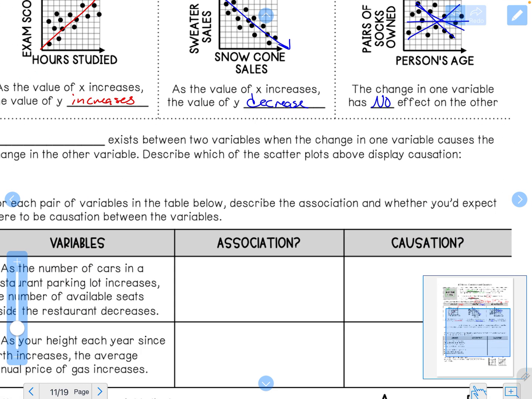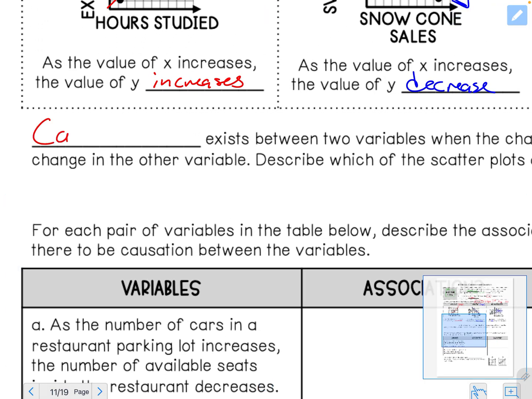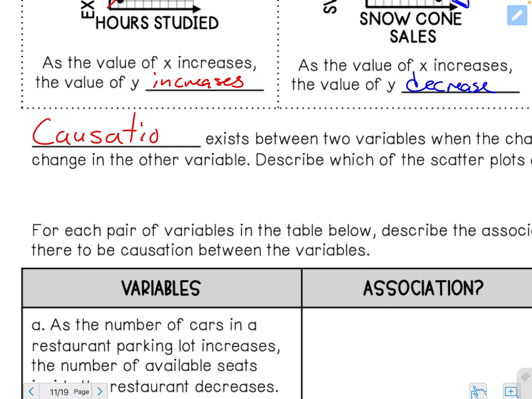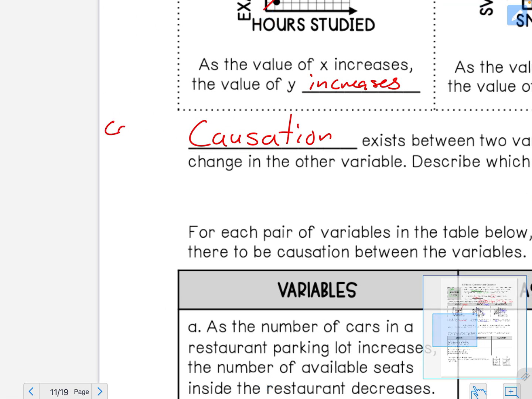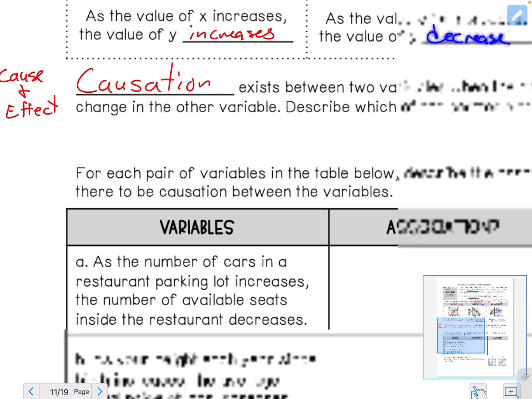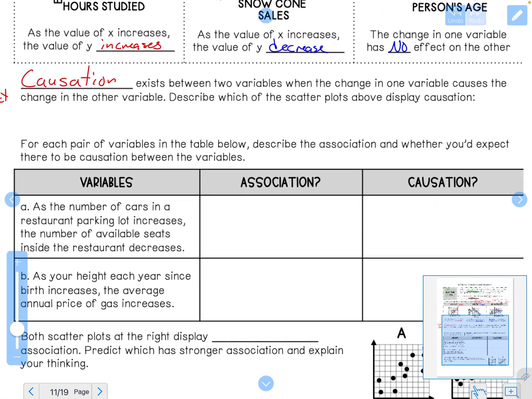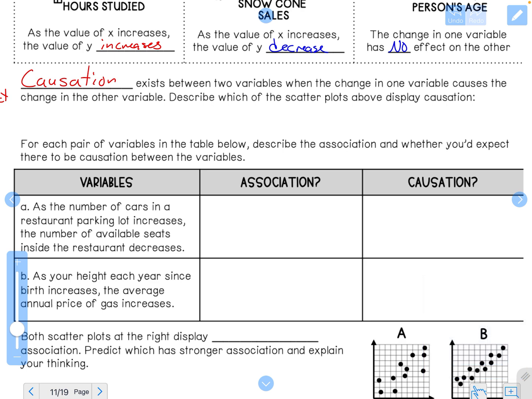Outside of just looking at association, we have to look for something called causation. Causation means cause and effect. What we mean by cause and effect is that the two variables have a relationship with one another and can change the other one. Causation exists between two variables when the change in one variable causes the change in the other.